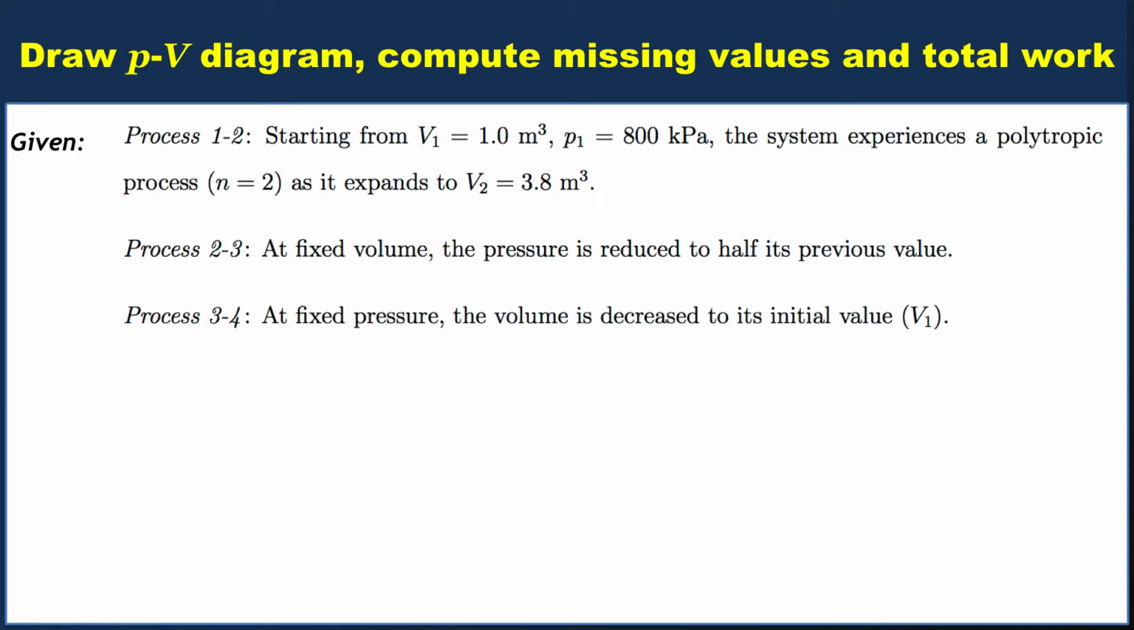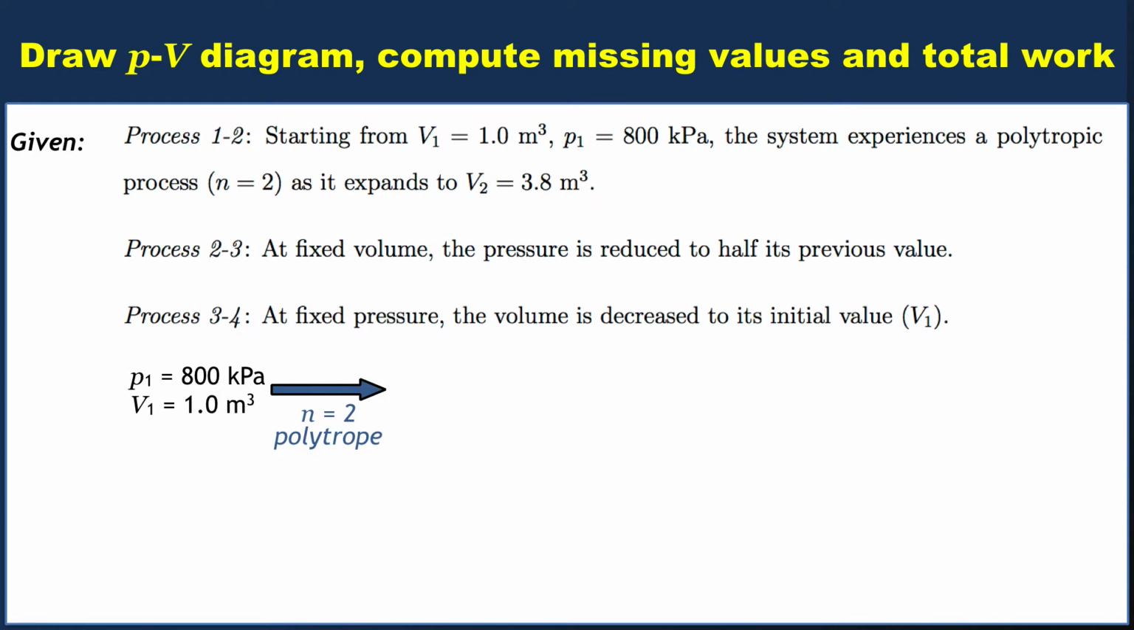The very first thing I would do in trying to solve a problem like this is just make it absolutely clear what we know and what we don't yet know. Well, we certainly know the initial state. And when I say state, I really just mean the pressure and volume values. So P1 and V1 we know, and we know that they're going to be connected to P2 and V2 via a polytropic process with n equals 2.